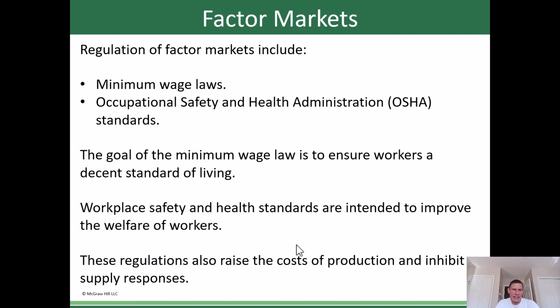Next thing we'll talk about is factor markets. So think about the factors of production. That's kind of what they mean here when they say factor markets. Regulation of factor markets includes minimum wage laws, OSHA standards. The goal of the minimum wage law is to ensure workers a decent standard of living. Workplace safety and health standards are intended to improve the welfare of workers, obviously, as again, that's part of OSHA. And these regulations also raise the costs of production and inhibit supply responses.